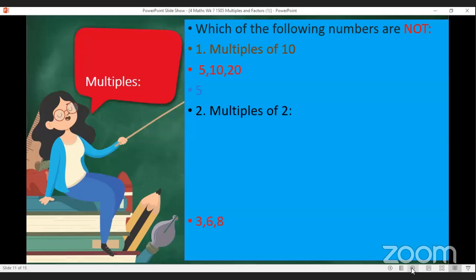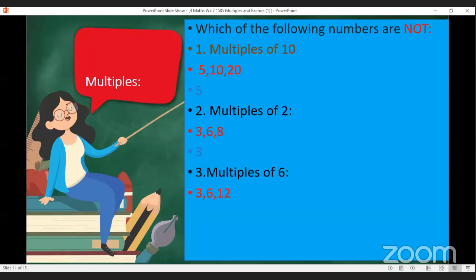And then multiples of 2, which one is not a multiple of 2? 3, 6, 8, which one is not a multiple of 2? Okay, yes, you are right. You said 3 is not a multiple of 2, which is correct, because if I'm counting in twos, I have to say 2, 4, 6, and I never said anything about 3. So you are right there.